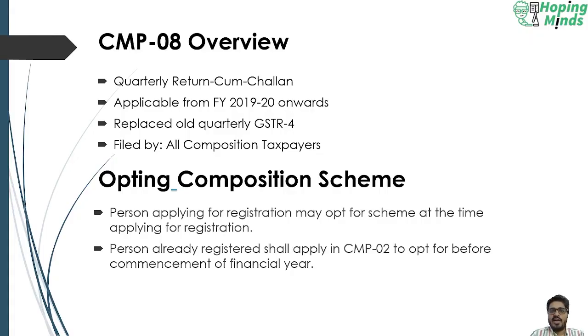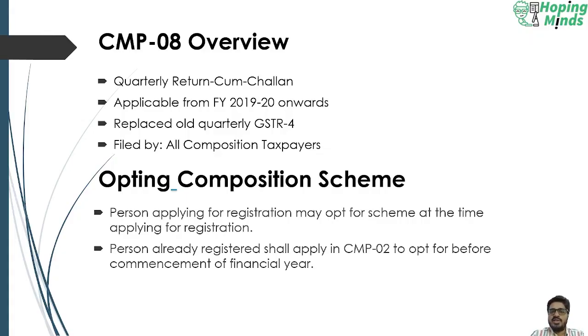Then it is applicable from financial year 19-20. CMP-08 has been introduced with effect from financial year 19-20, and prior to that GSTR-4 was the return that was required to be filed by the composition dealers to declare their turnover and pay taxes. Now GSTR-4 is the annual return that is required to be filed by the composition dealers. Then composition dealers are required to file CMP-08 and GSTR-4. There are no exceptions, that is all the composition dealers must file their quarterly return and the annual return in the form of CMP-08 and GSTR-4 respectively.